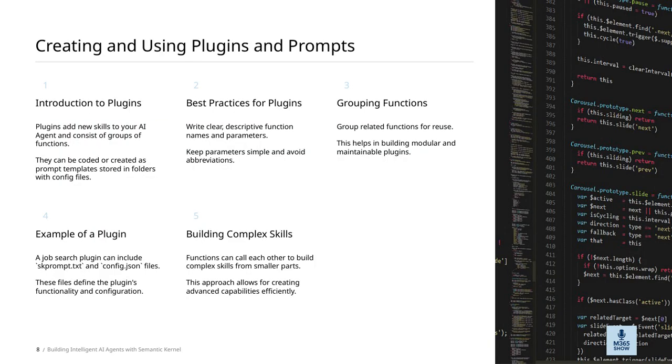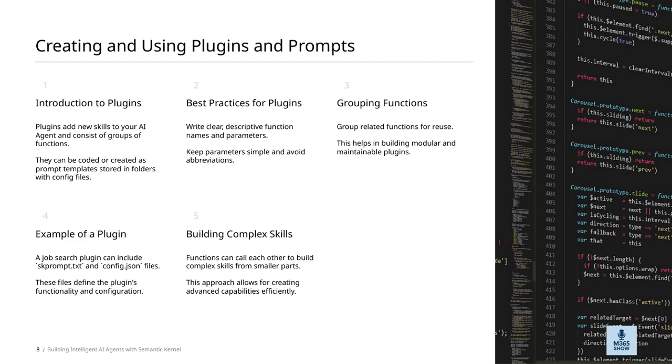Creating and using plugins and prompts is a powerful way to extend the capabilities of your AI. Building intelligent AI agents with Semantic Kernel involves creating modular components called plugins. One key idea here is that functions can call each other, allowing you to piece together complex skills from smaller, manageable parts. This approach makes developing advanced functionalities much more efficient.